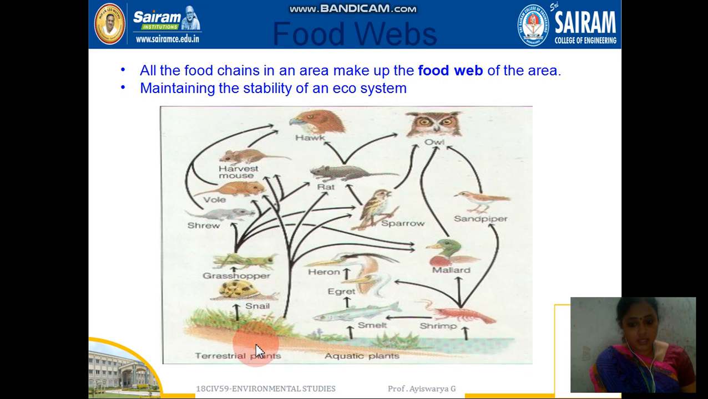So here you can see aquatic plants, terrestrial plants, and grasshopper eats this one, and mouse and all eat this one. And finally, in the figure you can see the aquatic sea water. There you can see fishes, okay, and some fish-eating animals. And that animal is being eaten by some other animal, right? And you can see rats and all, like snail, grasshopper, rat, owl. So a food web is an interconnected food chain.